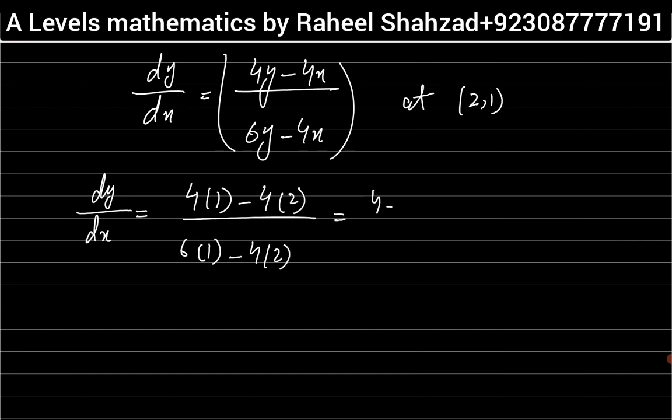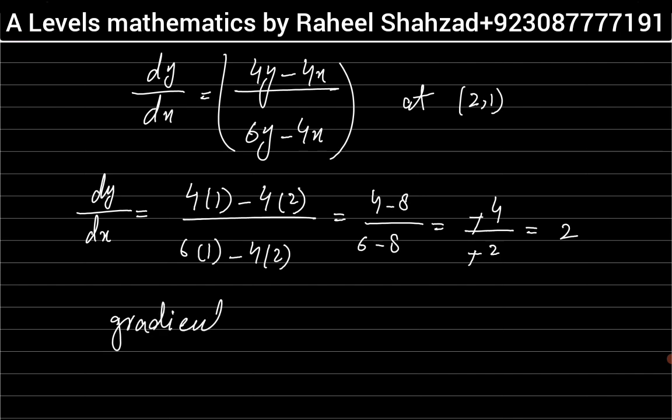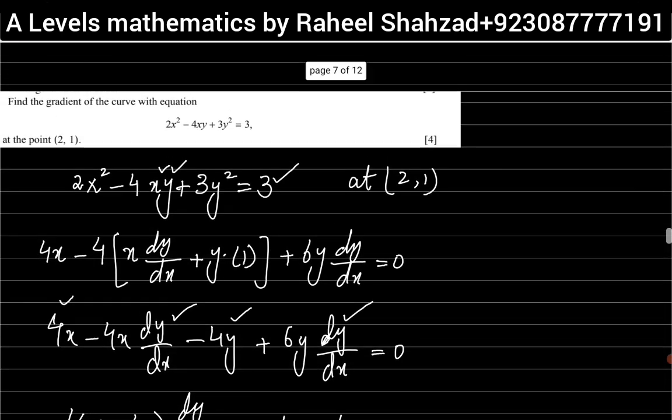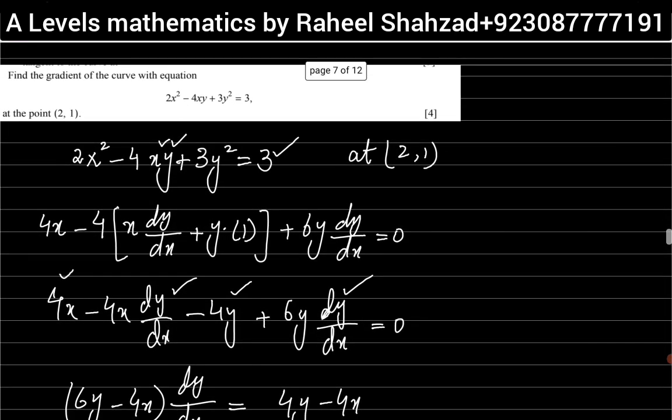That is equal to (4 minus 8) divided by (6 minus 8). That makes it minus 4 over minus 2, that is 2. So your gradient is equal to 2 in this scenario. Is that clear? So it was a pretty simple question in which we had to find dy by dx.